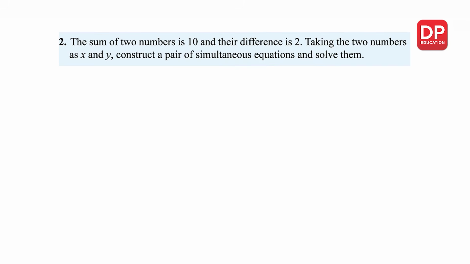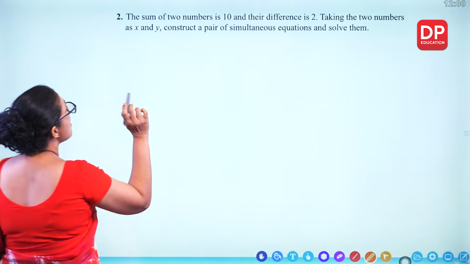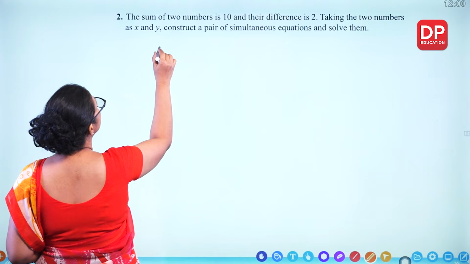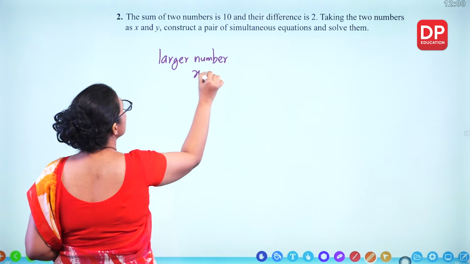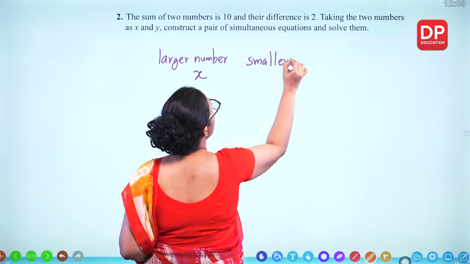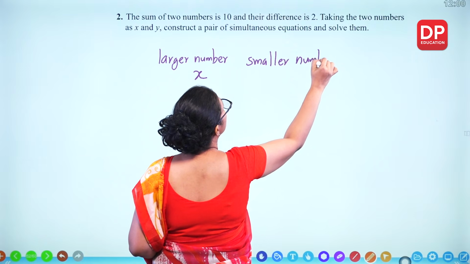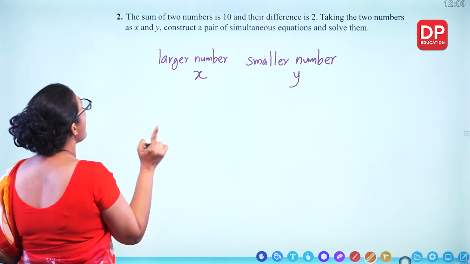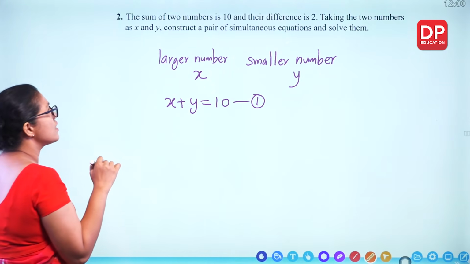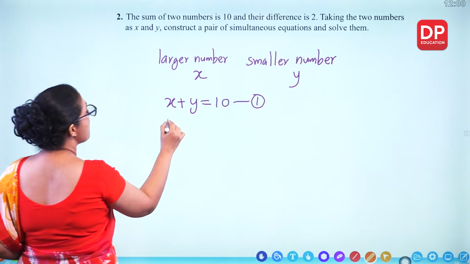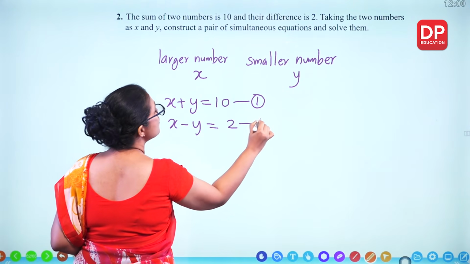A worded problem. The sum of two numbers is 10 and their difference is 2. Taking the two numbers as x and y, construct a pair of simultaneous equations and solve them. Sum of two numbers: I'll take the larger number x, smaller number y. The sum of the two numbers is equal to 10. That's my first equation. The difference is 2, so larger number minus the smaller one is 2.